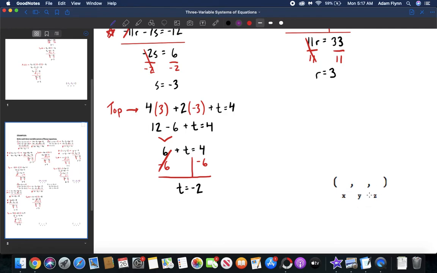So my solution to this three-variable linear system of equations is going to be the point. Even though I have x, y, z here, just do it in alphabetical order. So it's going to be r, s, t. It's going to be 3, negative 3, and negative 2.